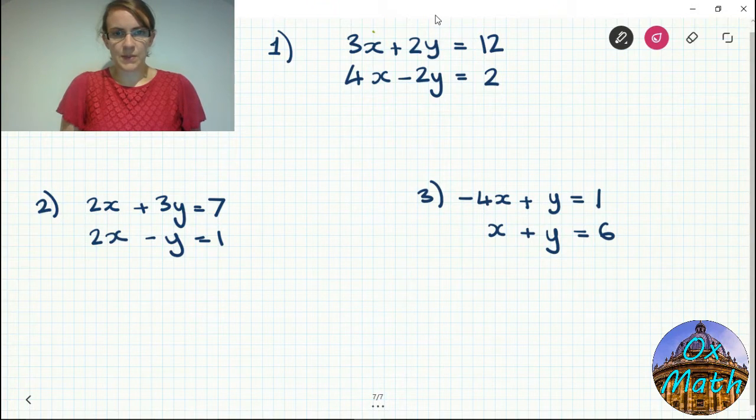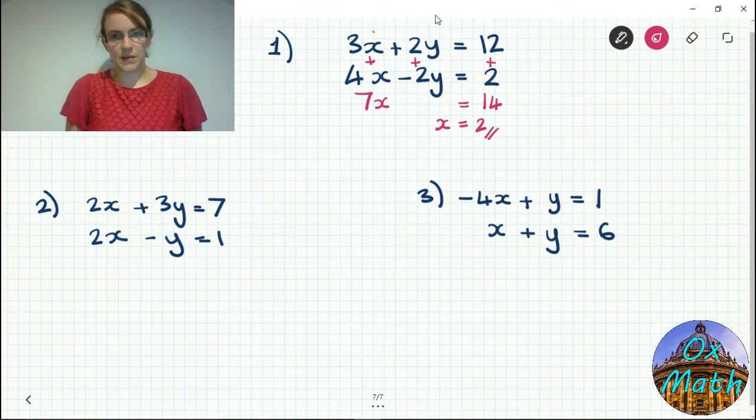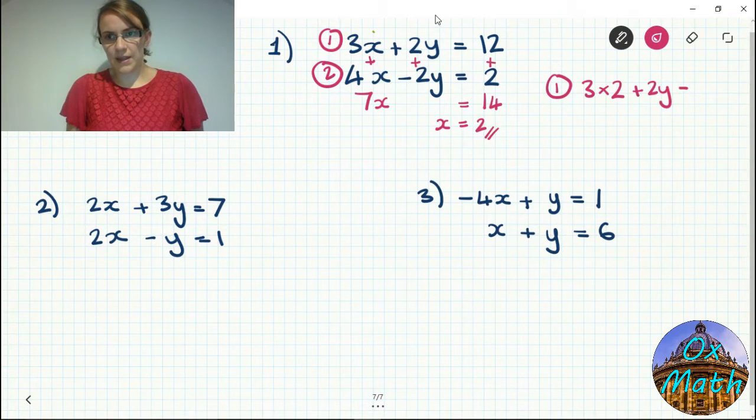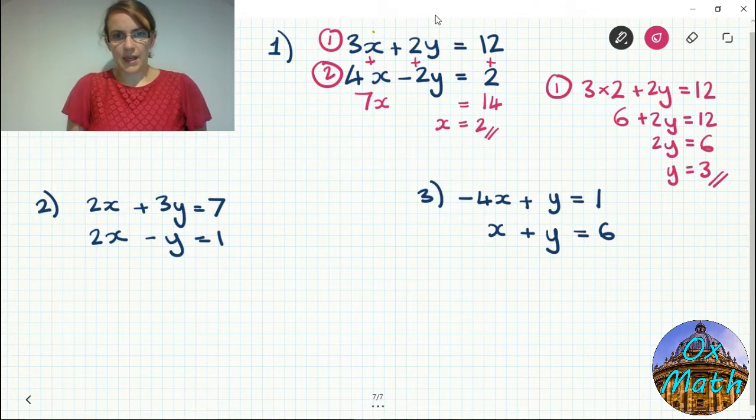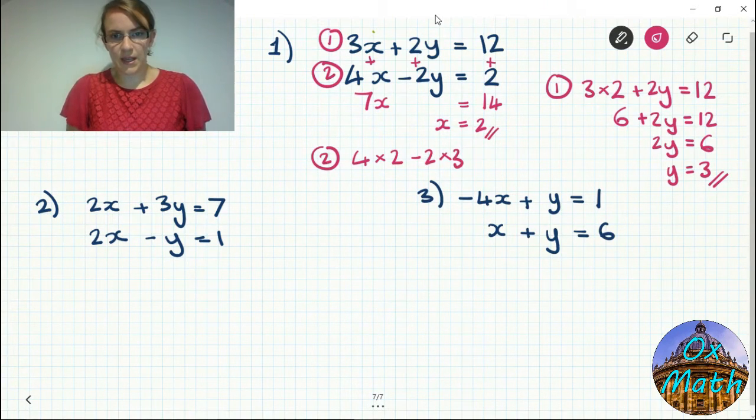So for number 1, we said we need to add the equations together, so I'm going to put a small plus between each to remind me. 3x add 4x is 7x. The plus 2y and minus 2y cancel out, and the 12 plus 2 is 14. Now if 7x is 14, then x must be 2. I'm going to then use equation 1 to work out my y value, so 3 lots of x, which is 2, plus 2y equals 12, 6 plus 2y equals 12, take away the 6 and divide by 2, so y is 3. And then let's just double check that in 2, so 4 times x, which is 2, minus 2 times y, which is 3, is 8, minus 6, which is 2, so it's correct.